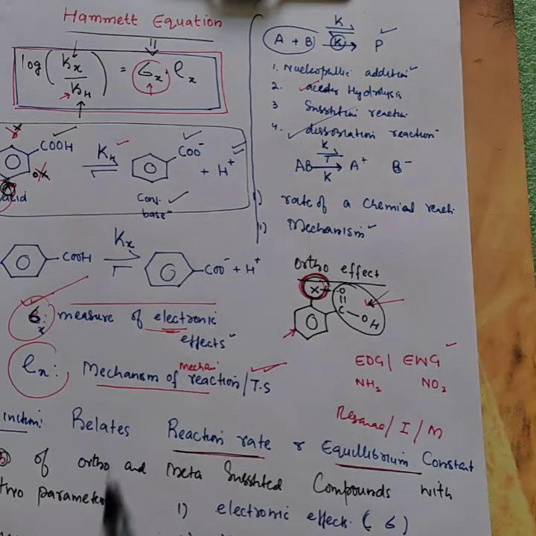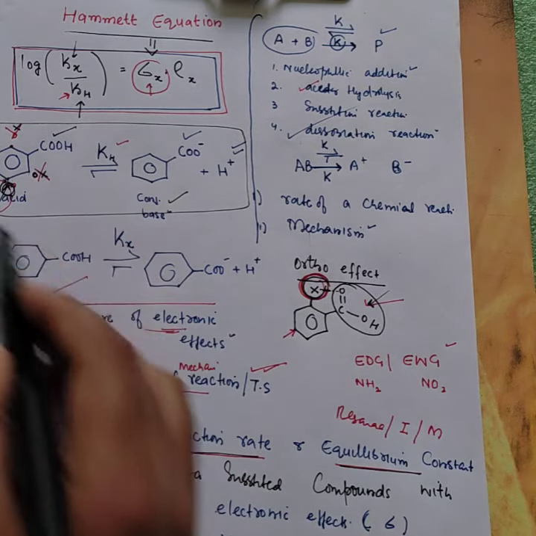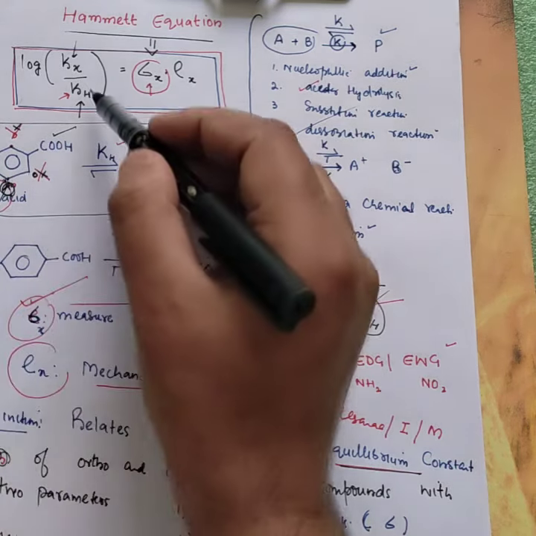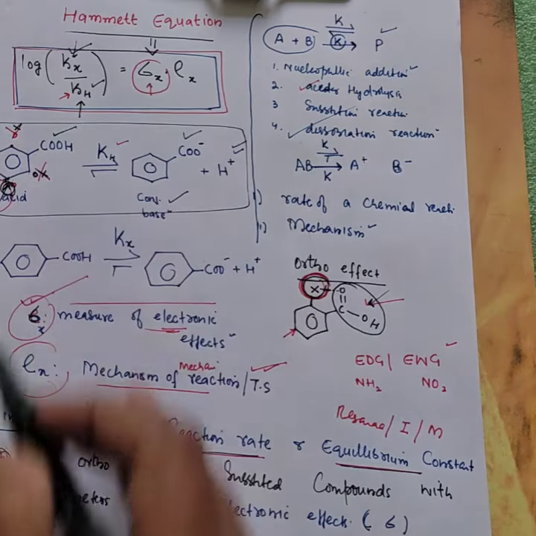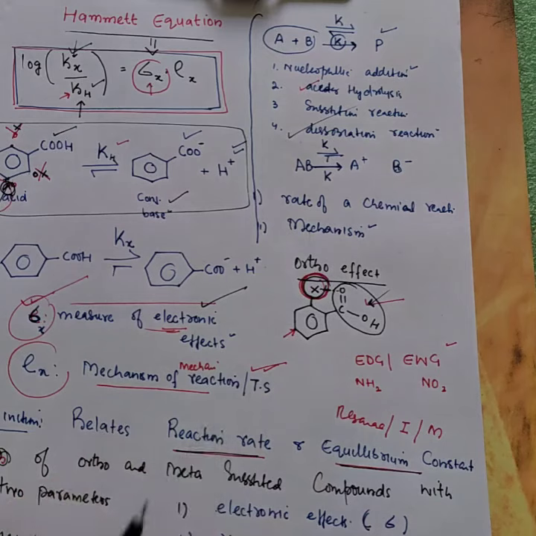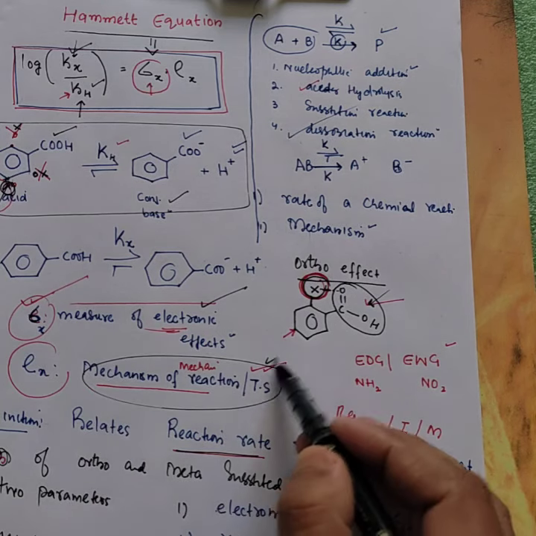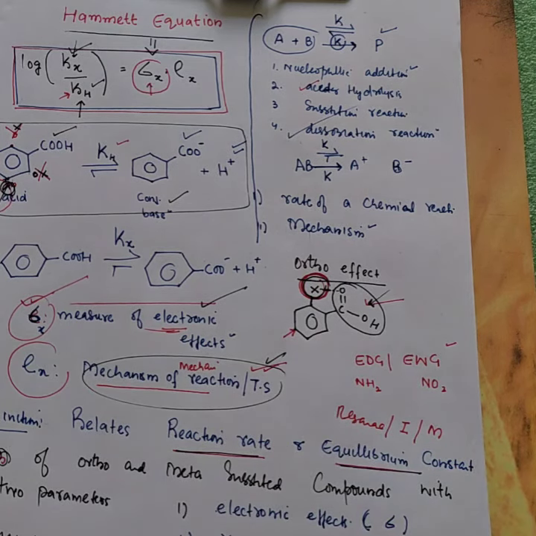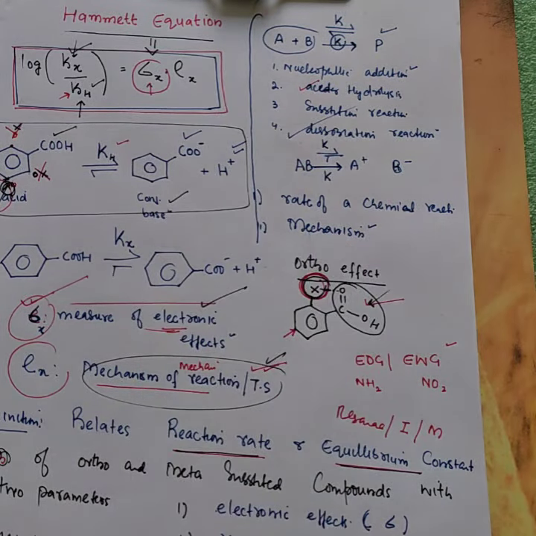Now, if we don't have substituents on the ring, then the rate of reaction is given by Kh. If we have substituents at the meta and para position, then the rate of reaction is given by Kx. And then we have this sigma x. It's a measure of the electronic effects, which type of effect, resonance, whatever. And rho x tells you about the mechanism of the reaction, or the transition state. So this is all about the Hammett equation in general.